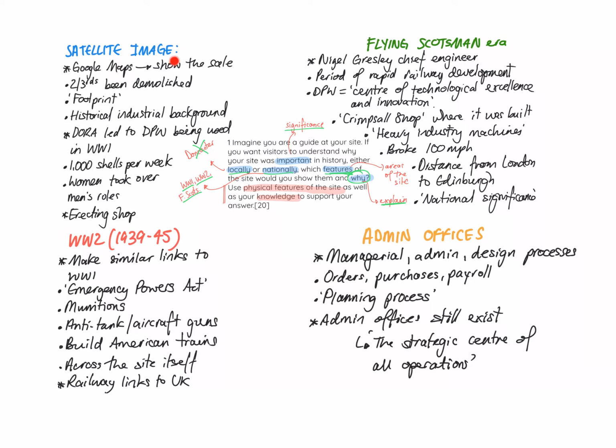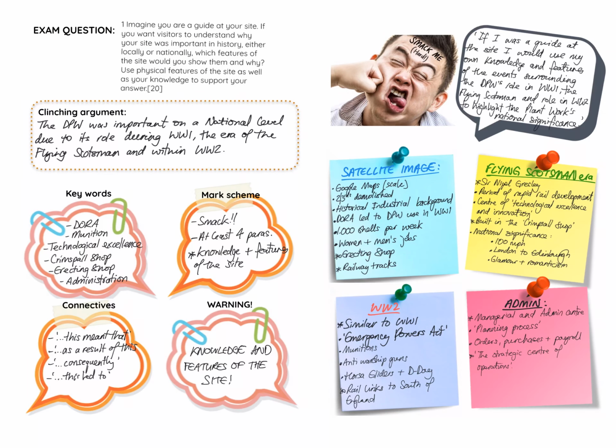As highlighted, I'd start with the satellite image, the Flying Scotsman. We've got all these different points here, World War II, the era of national significance, and then I tie it all together with the strategic importance of the admin offices. So I've got my overall plan here, which I've completed, but I'm going to zoom in and look at all the different parts.